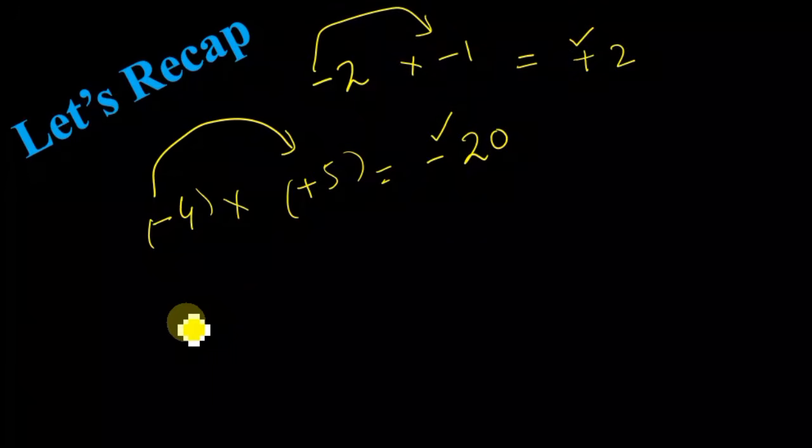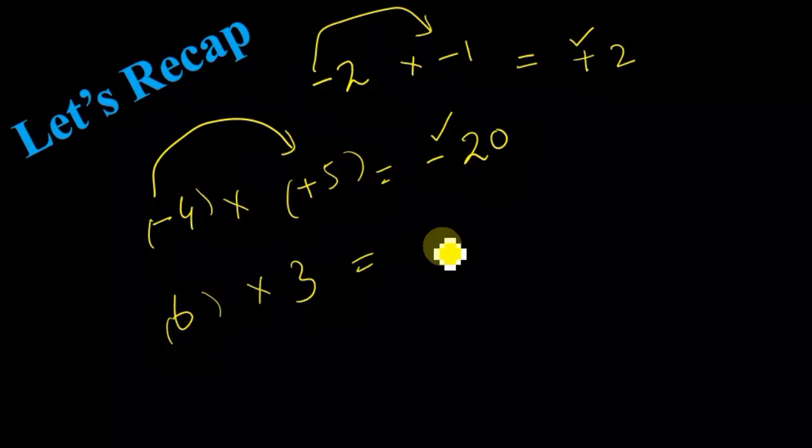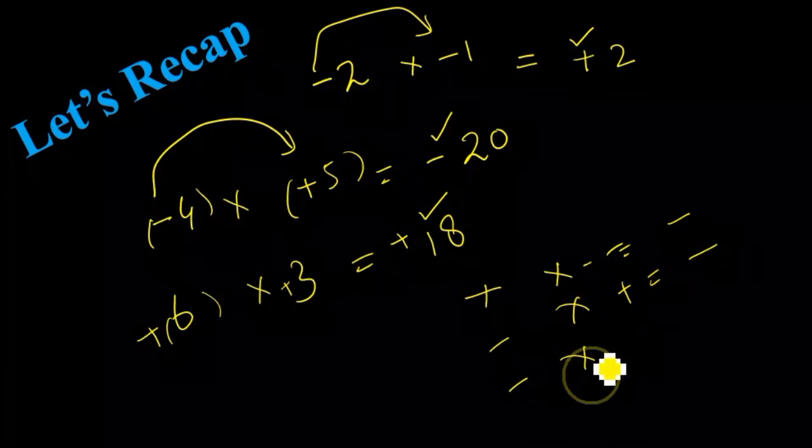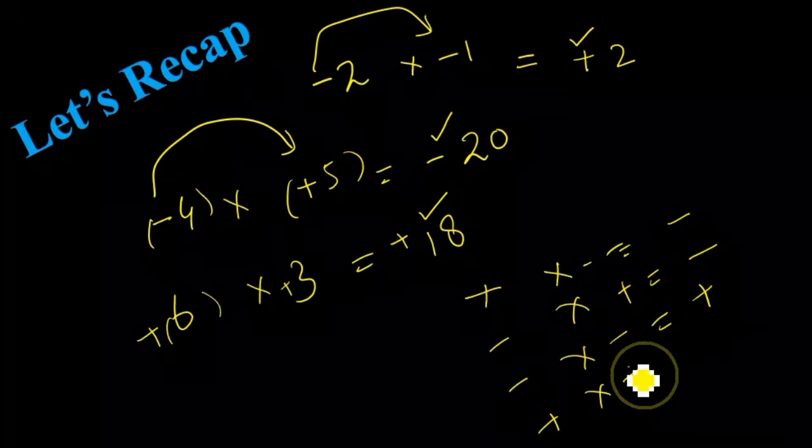Similarly, if there is 6 multiplied by 3, what will be your answer? Your answer is 18, and there is no sign, so it is understandable that there is a plus sign, a positive sign. So positive into positive always remains positive. Again, plus multiplied by minus is equal to minus. Minus multiplied by plus, you will get minus. Minus multiplied by minus, you will get plus. And plus multiplied by plus, you will get plus.